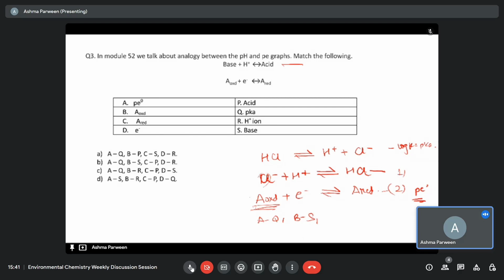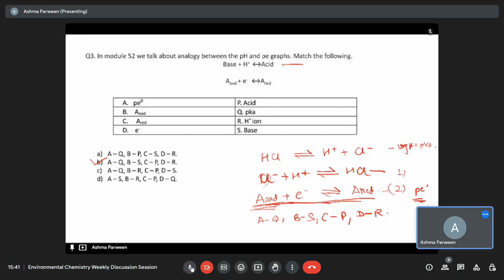Next is the reduced form. It is similar to the acid. So for C, it is P. And finally, the electrons are similar to the H plus ions. So D is R. Answer for D is R. So I think B is the correct option, that we can write the reduction of the compounds in the form of forming of acid in any solution. So I hope this question is clear.